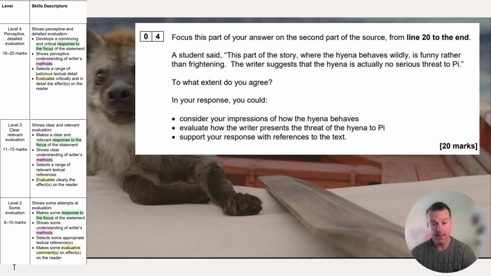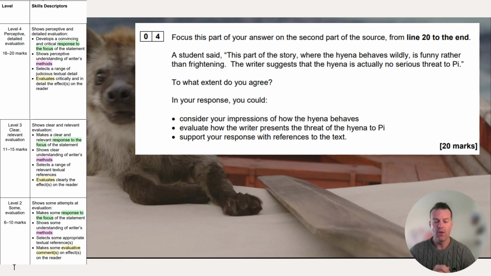Now, to distill the question further, what I would do is take out those key words from the question. And of course here it's "funny rather than frightening." Where do you sit? Do you think the writer has written from line 20 to the end and the hyena is funny more than it is frightening? And how do you know?